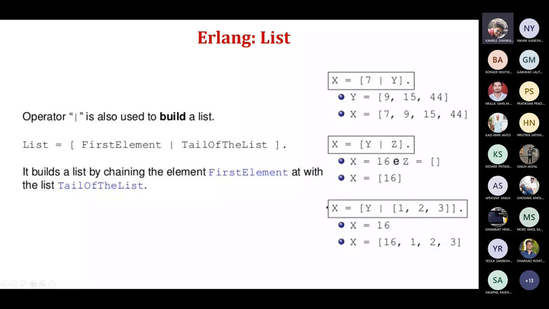And then this is another example where x is equal to y pipe 1, 2, 3. So again this is a nested list. So y is 16. What it will do is append 16, and the remaining list will be as it is. So this particular operator, called the pipe sign, is used to build the list.